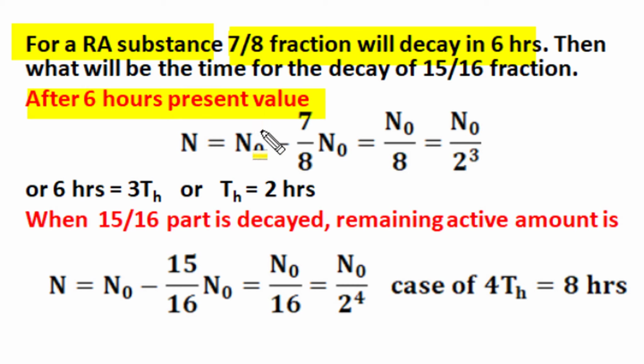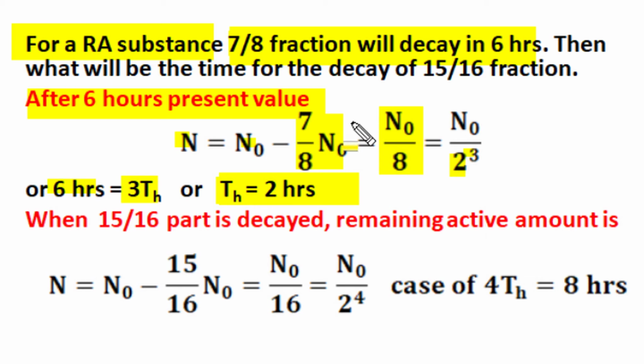So after 6 hours, the present value n is initial number minus decay fraction, and decay fraction is 7/8 of initial. So the remaining amount is just 1/8, and 8 is 2 raised to power 3. So it indicates that this present amount of 1/8 is a case of 3 half-lives. So 6 hours is a duration equal to 3 half-lives. So half-life is 2 hours. So from this information we have obtained the value of half-life, as we know the ratio of present number and initial number as 1/8, and 8 corresponds to 3 half-lives, and when 6 hours is 3 half-lives, then 1 half-life will become just 2 hours.